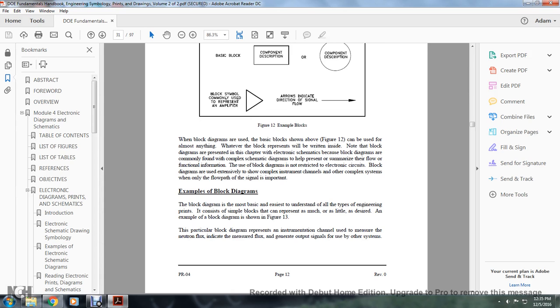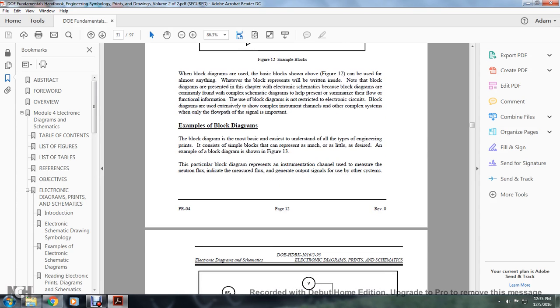What the block represents will be written inside. Note that the block diagram is represented in the chapter on electrical schematics. Block diagrams are commonly found with complex schematic drawings to help summarize the flow of functional information. The use of block diagrams is not restricted to electronic circuits. Block diagrams are usually extended to show the instrument channel or other complex systems when only the flow path of the signal is important.